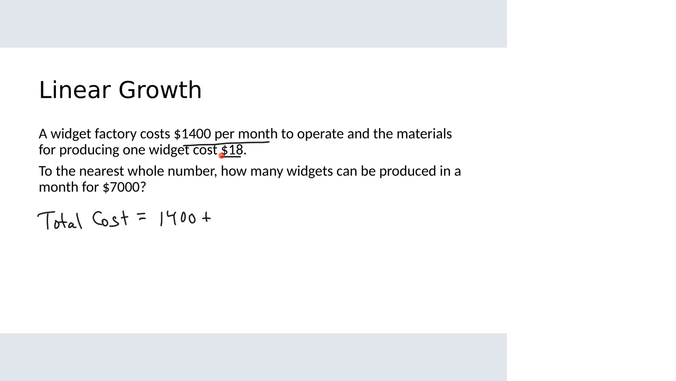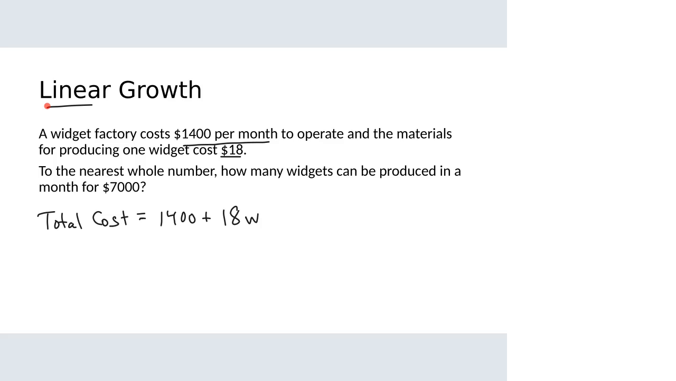So this is very similar to the pizza question. The pizza question was $10 for a large, $1.50 to add a topping. This one is $1,400 to keep the doors open, and then $18 for every widget. So we have to multiply 18 times the number of widgets to get that cost. We add it to the 1,400, and that gives us our total cost. If you don't see where that model came from, let me know, but this is a model of this situation. We can see there's no exponents anywhere, so it's a linear model.